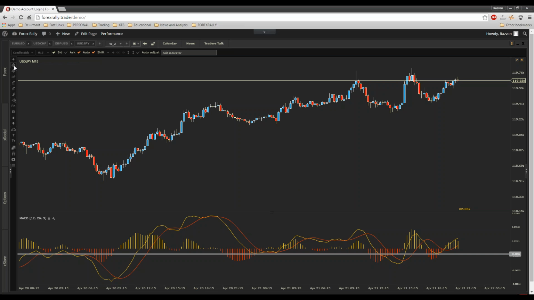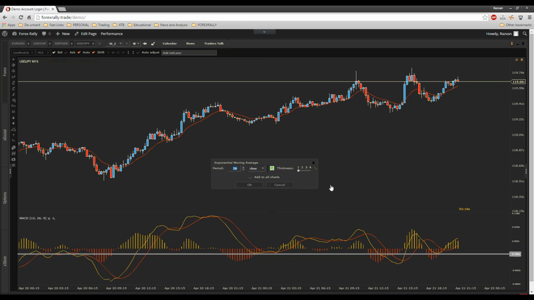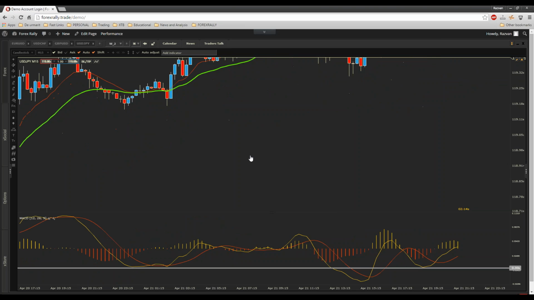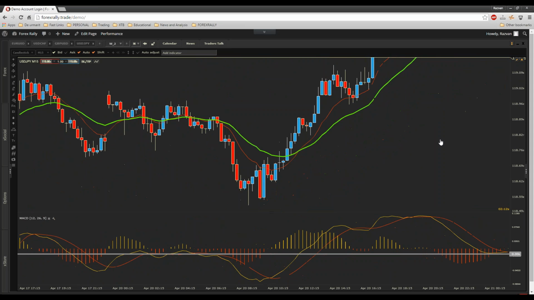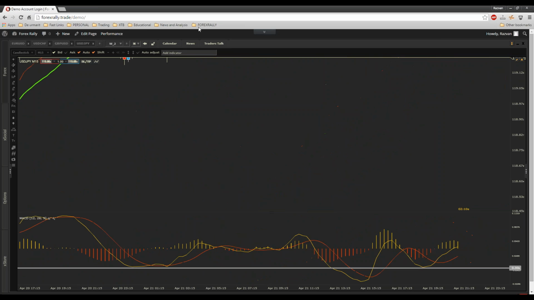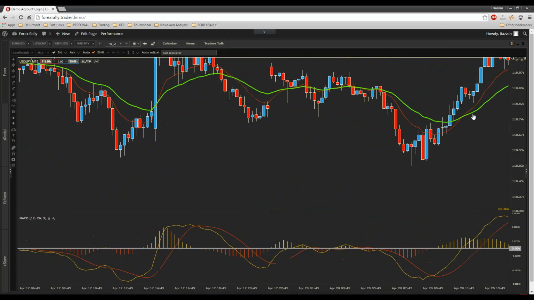Now, if we put in an EMA, an exponential moving average of 12 and an exponential moving average of 26, increase, change the color, increase the thickness to see something different here. We will see something like this. Sorry about that, I'll just untick the auto.